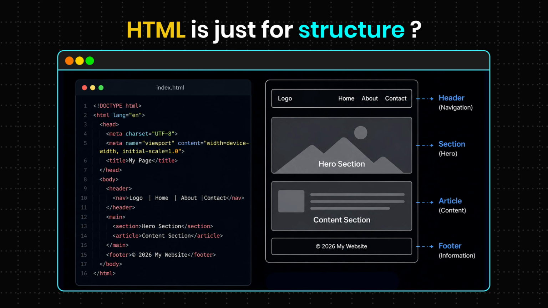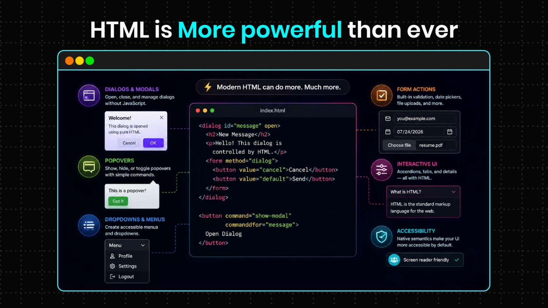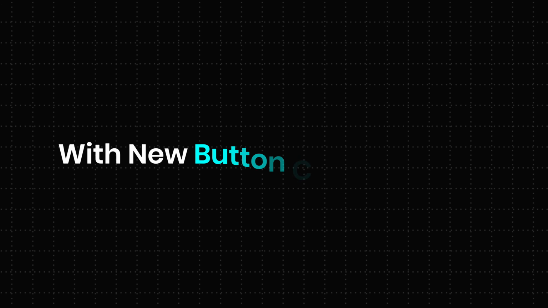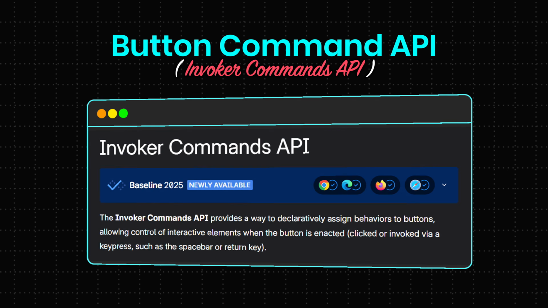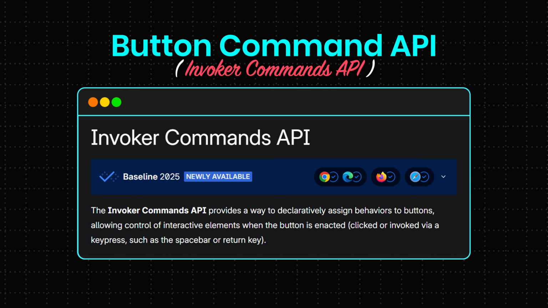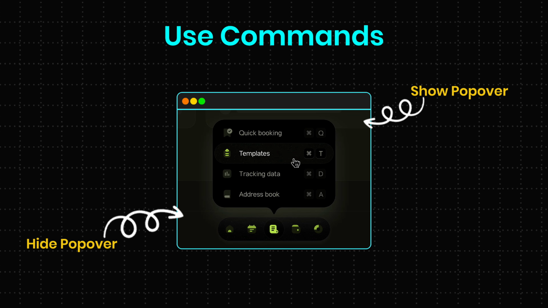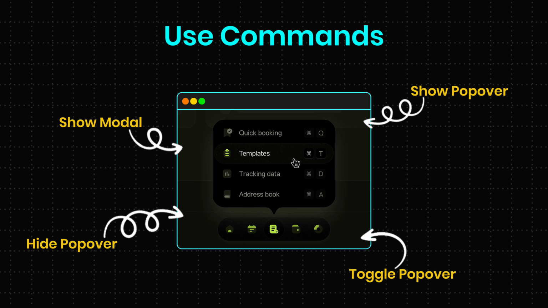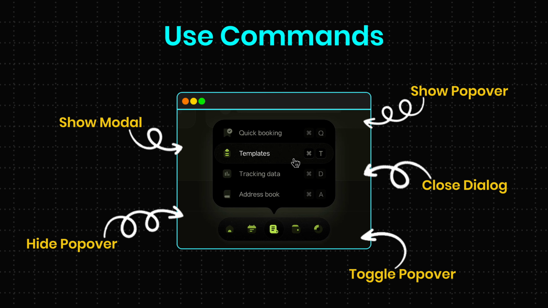Think HTML is just for structure? No, HTML is more powerful than ever. With the new Button Command API, also called the Invoker Commands API, you can control dialogs and popovers without writing JavaScript. In this video, you'll learn how to use commands like show-popover, hide-popover, toggle-popover, show-modal, and close dialog to build interactive UI with clean, modern HTML.